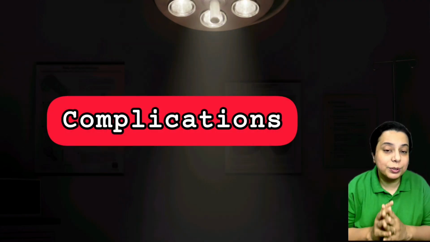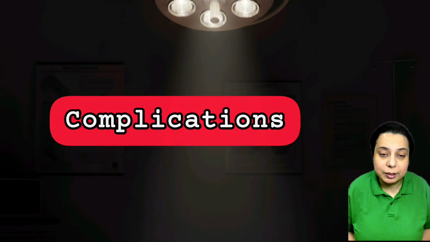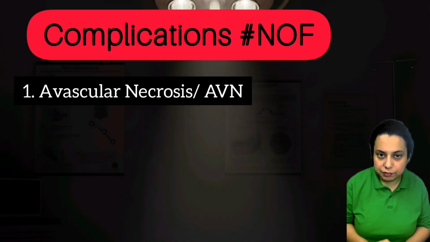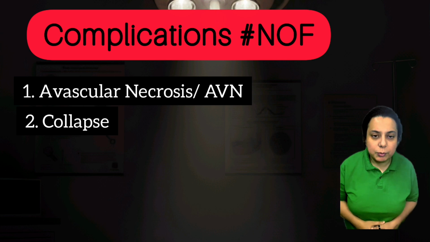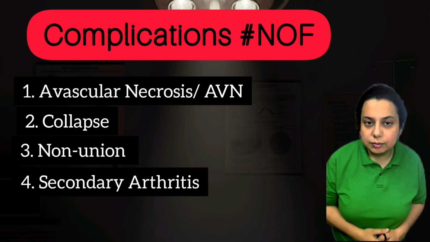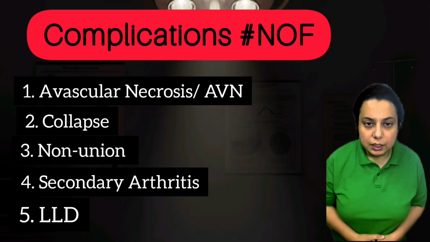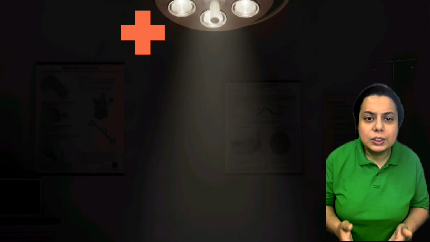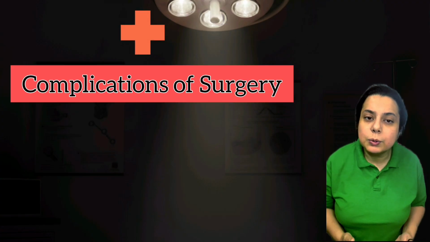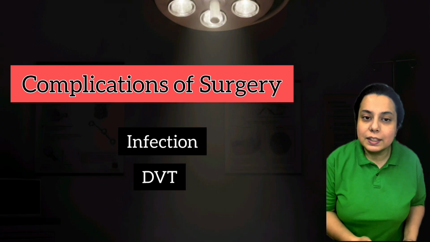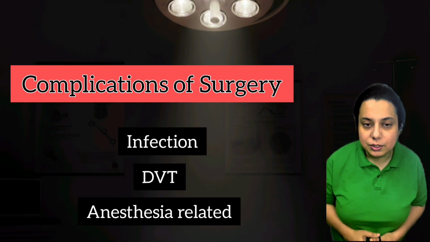By now, I'm sure you can name the complications on your fingertips. The major complications include avascular necrosis, AVN of the head, collapse of the femoral head, nonunion, secondary arthritis of the hip joint, and limb length discrepancy. Usually, this happens due to shortening of the affected limb. Now, in addition to these, there are also general complications which are common to all surgeries, such as infection, DVT, medical and anesthesia related complications.